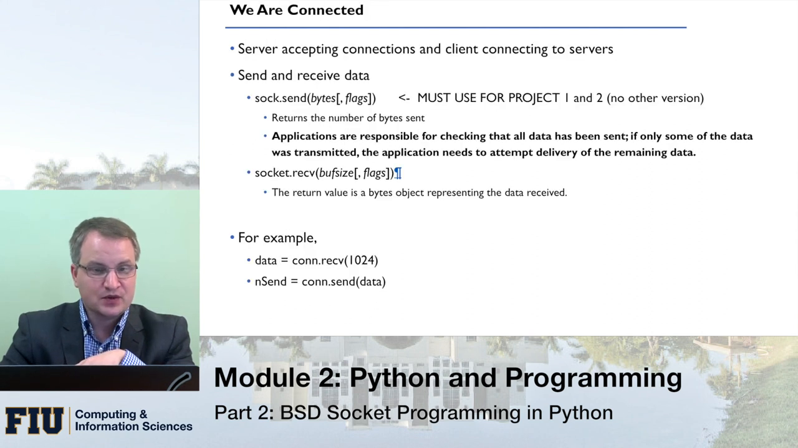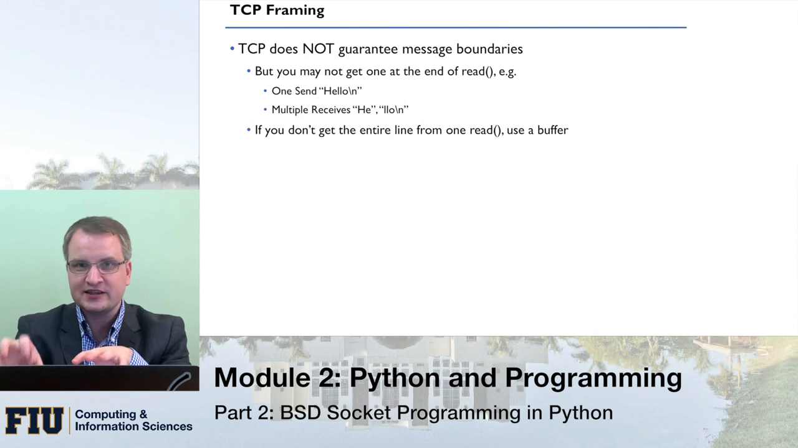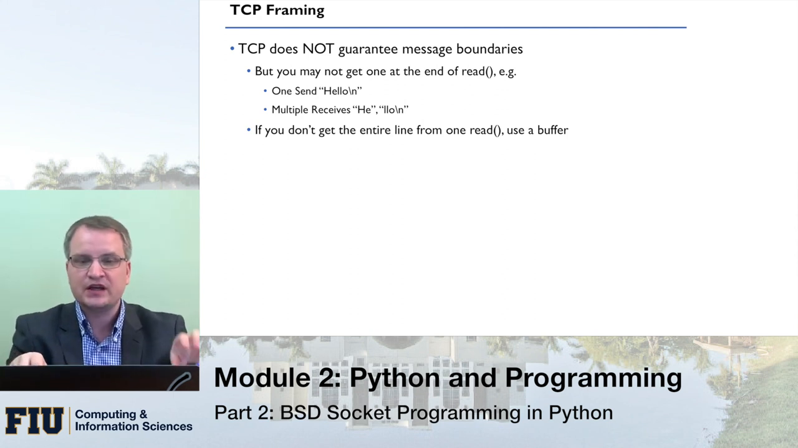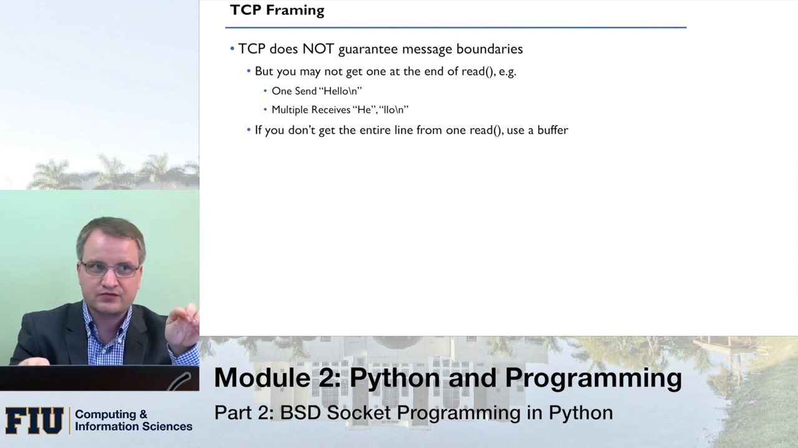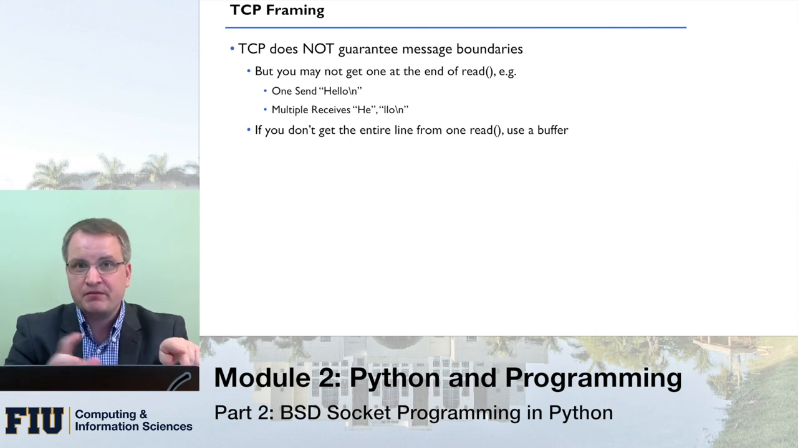I already gave you an example of a client with send and receive. I already commented about TCP framing. Again, there is no guarantee of any kind that whatever was sent was received in one instance. Even though on the client side I called send twice, with one buffer of size one and one buffer of size two, and on the server side I called receive, I may get all 3 bytes in one call.